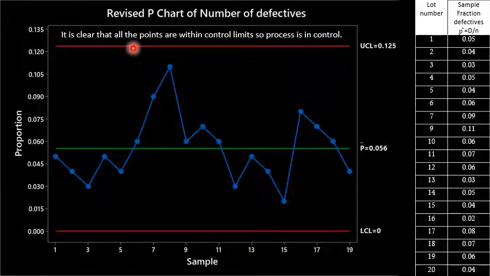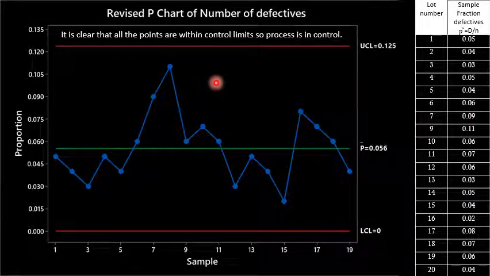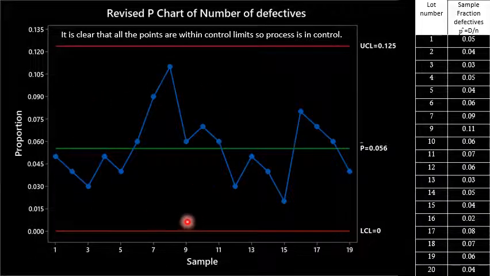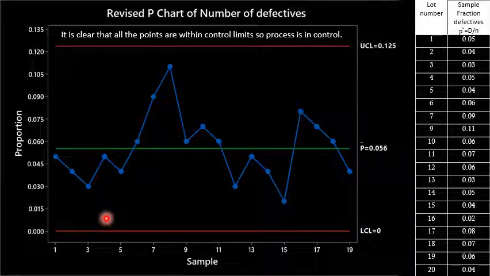So this is the revised P chart of number of defective. Here we can see the total 19 samples, and here is the proportion, that is P cap, and this is the table we are going to use to prepare this revised P chart. In this table we can see that we deleted sample number or lot number 8, so now we have a total of 19 samples. Here I didn't change the sequence, so you can see that we deleted lot number 8, and it is clear that all the points are within the control limits, so we can say that now the process is in control.